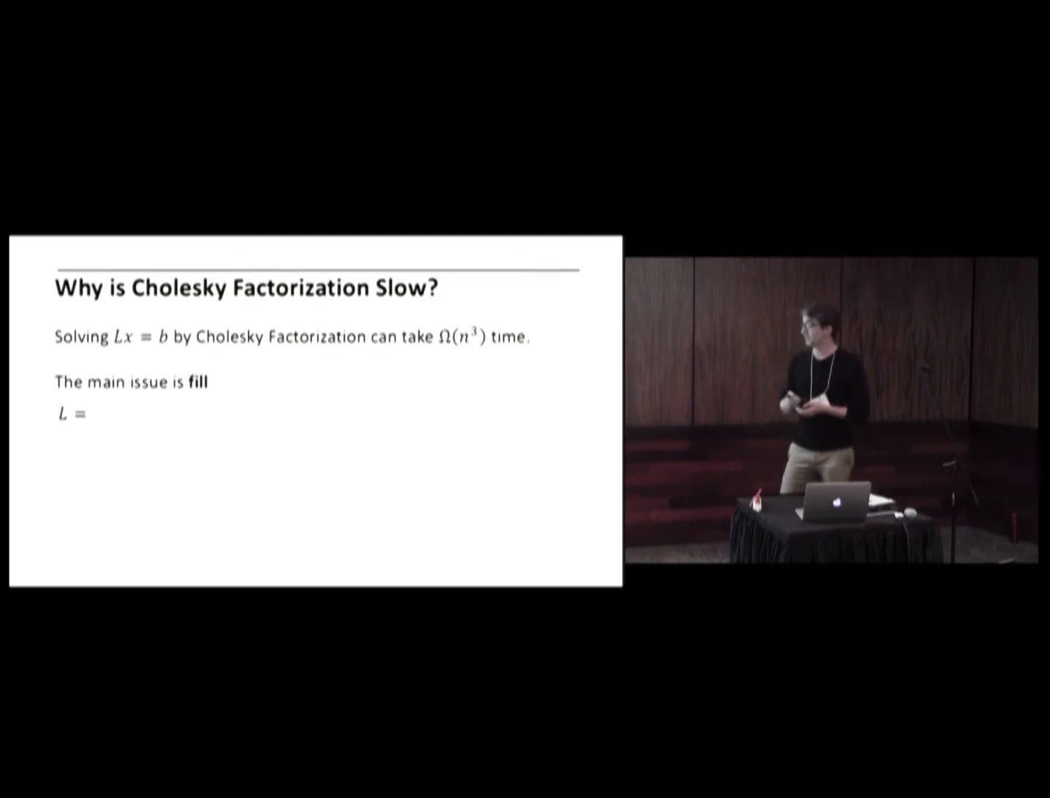Okay, so why is Cholesky factorization slow? Cholesky factorization for solving a Laplacian system Lx = b can take order n cubed time, even when the original matrix is sparse. For example, this happens with the Laplacian of an expander graph. Okay, the main issue is what's called fill. So let's see that. So we have a Laplacian L. We want to eliminate a variable v. I'm showing you the corresponding vertex v in the graph.